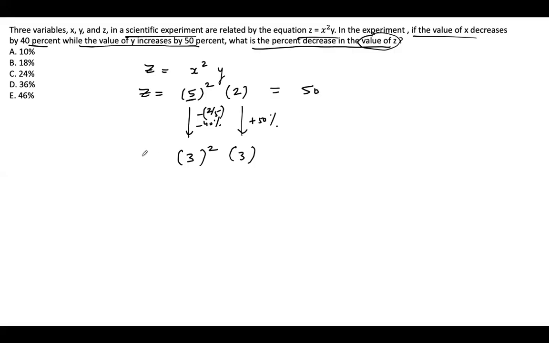25 into 250. Z initially and Z finally would be 9 into 27. 27. That means there is a decrease of 23 on the base of 50. So 46%. So 1 by 50, if you multiply it by 100, you'll get 46%. And it says what is the percentage decrease, so no need to use the minus sign.